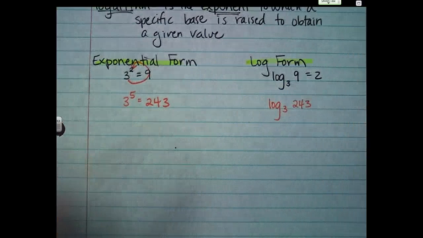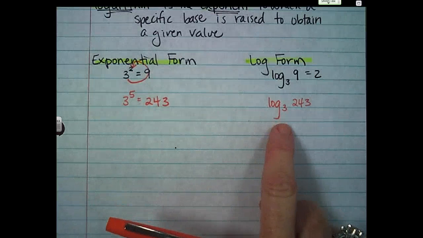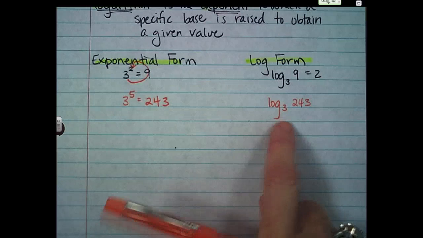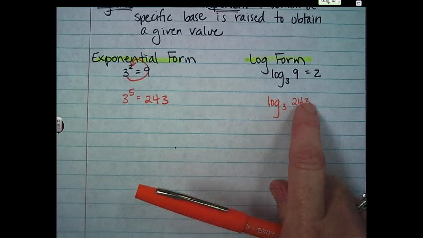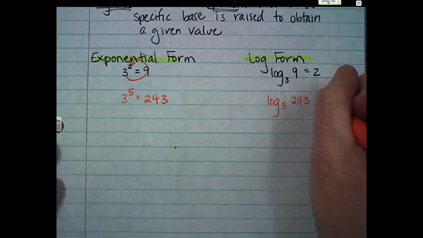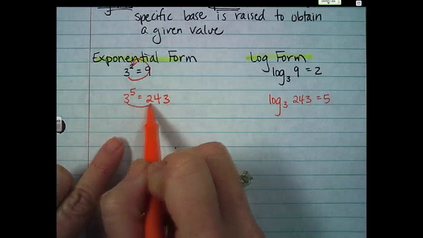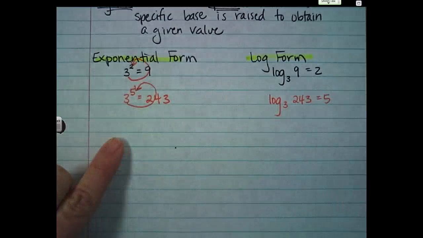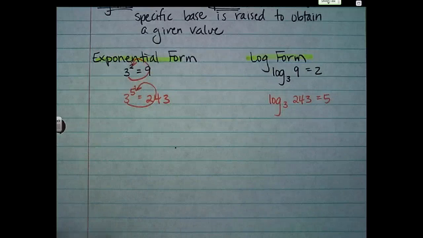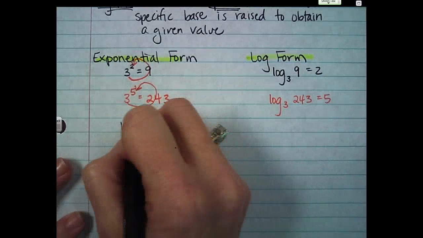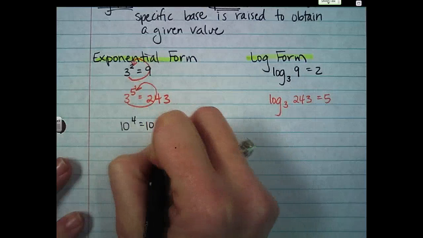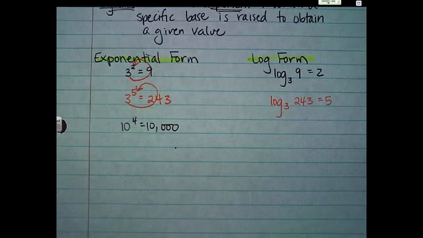And a lot of times you'll be given a problem just like this. And in your head, all that you're being asked to do, we just don't see this form very often, is 3 to what power is 243? Well, 3 to the 5th power, so it equals 5. If you like circle math, you can start with 3, go through 243 and land at 5. Okay, another one. 10 to the 4th power equals 10,000. That would be exponential form. We're going to write it in log form.